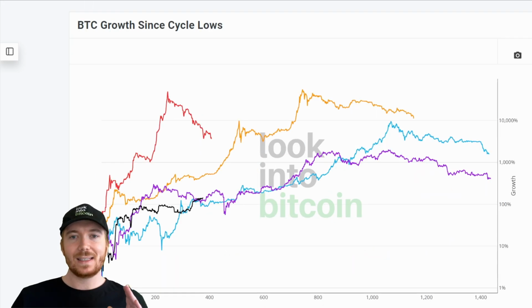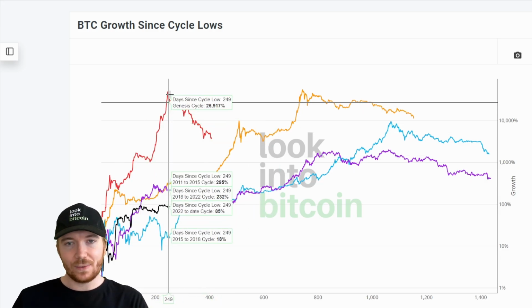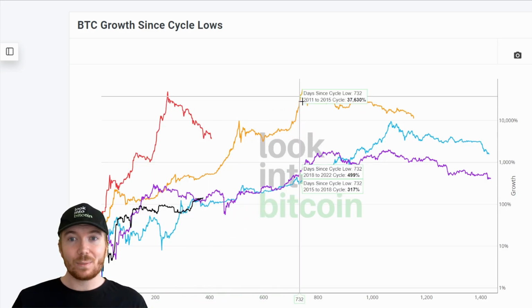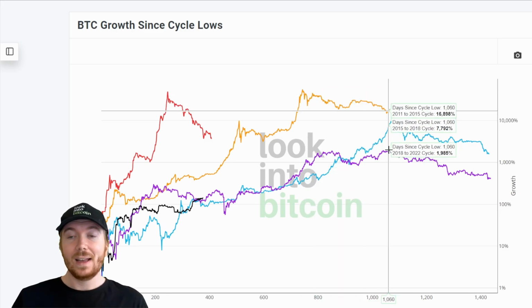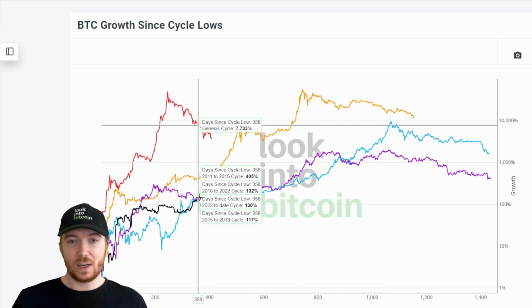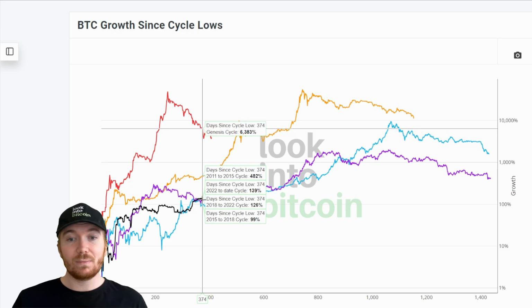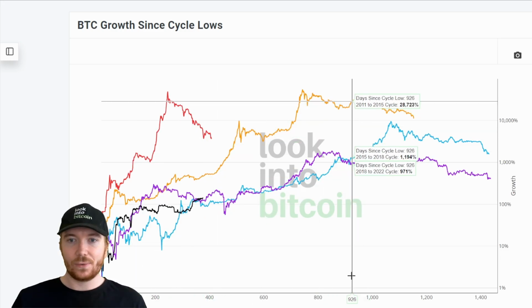If we look at BTC growth since the cycle lows, we can see that in each cycle, the first one here, 50,000% profit, 52,000% profit, 10,000% profit, and in the most recent cycle, 2,000% profit. And on a time basis as well, even though we're at over 100% returns currently, we're not even 400 days off the lows.